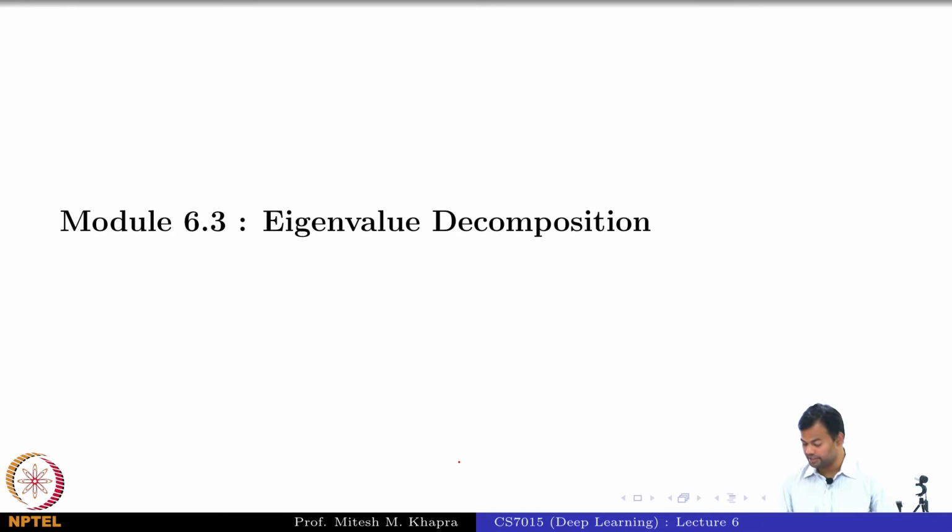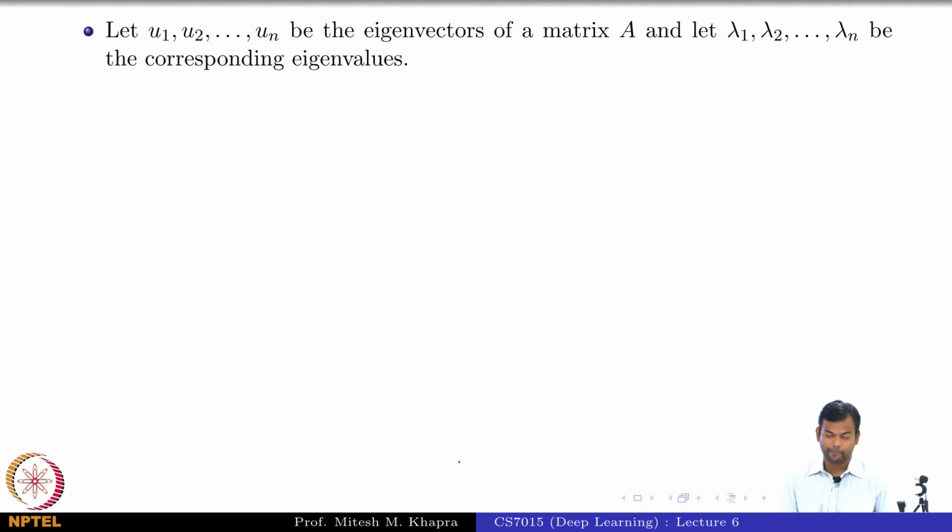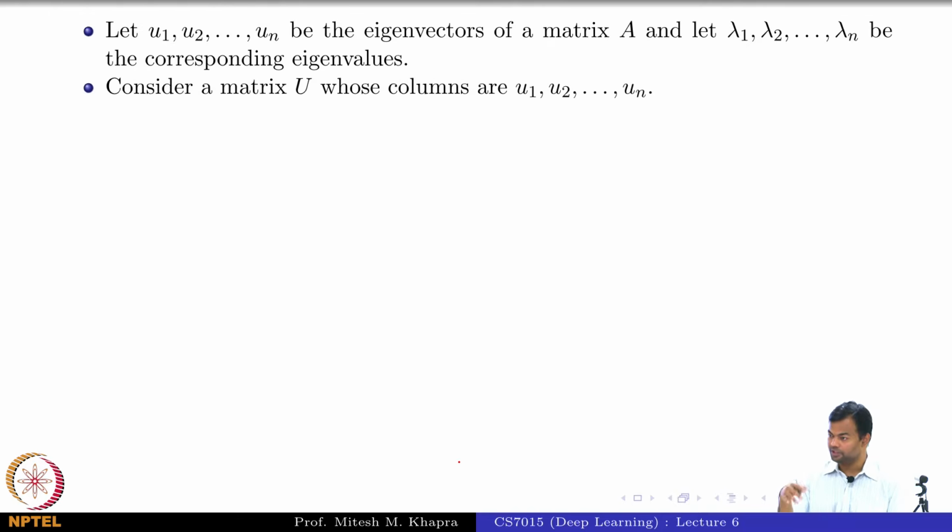But before going to principal component analysis, we look at eigenvalue decomposition. How many of you have seen eigenvalue decomposition before? Okay, quite a few of you. This is very straightforward. So let u1 to un be the eigenvectors of a matrix A, and let lambda 1 to lambda n be the corresponding eigenvalues. Now I'm going to construct a matrix U such that the columns of U are these vectors u1 to un. Is that fine?